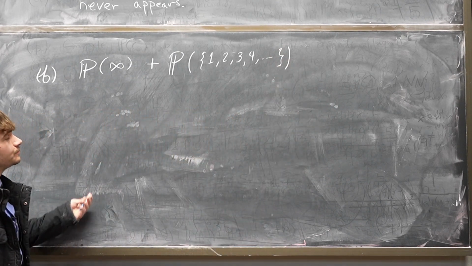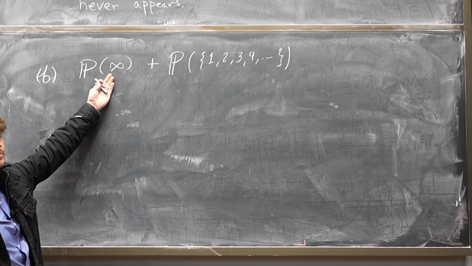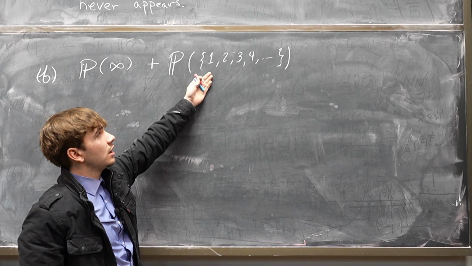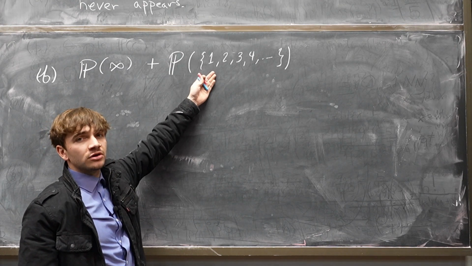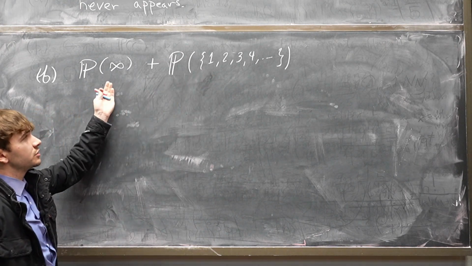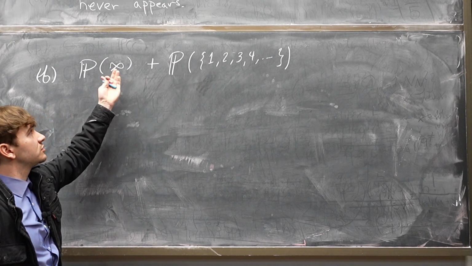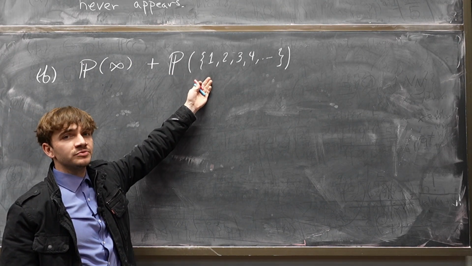Okay, so if I look at the event where it takes me an infinite number of rolls and its probability, and add to this the probability of having a finite number of rolls, it could be any number, but just a finite number of rolls, well then this constitutes a partition of the entire space. Namely, it constitutes a set of two events whose union is the entire space.